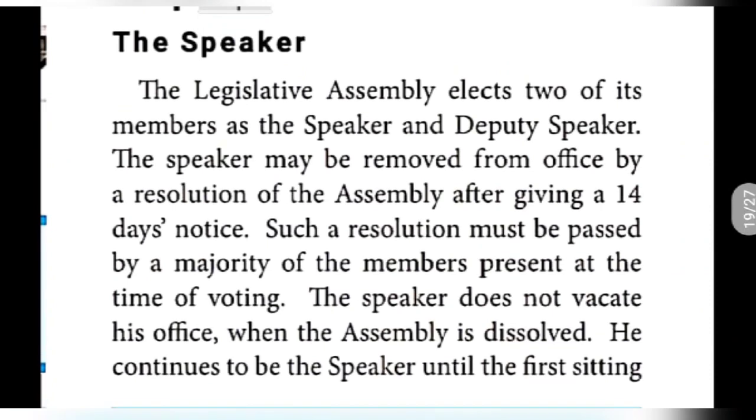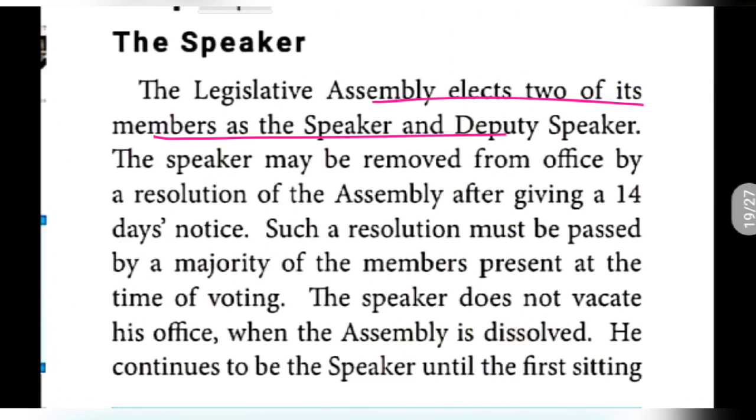Okay, children. Yes, the next one, the last one, the speaker. The speaker in Tamil, Sabanayagar, like that they used to tell. The legislative assembly elects two of its members, that is speaker and deputy speaker. So who is appointing speaker and deputy speaker? Who is electing? Yes, legislative assembly members elect the speaker and deputy speaker.